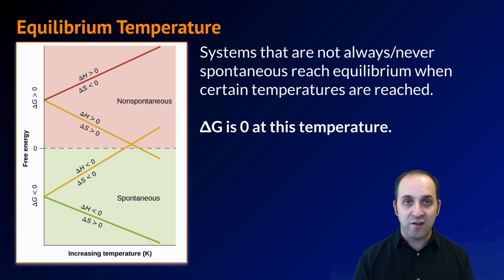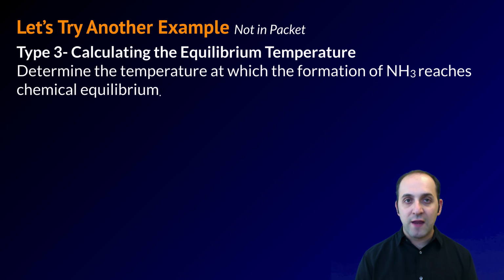for a particular process. Let's look at an example of calculating the equilibrium temperature. This is not in your packet. Determine the temperature at which the formation of NH3 reaches chemical equilibrium. Pause the video and try it on your own, and then when you're ready, we'll go through it together and see how this works.